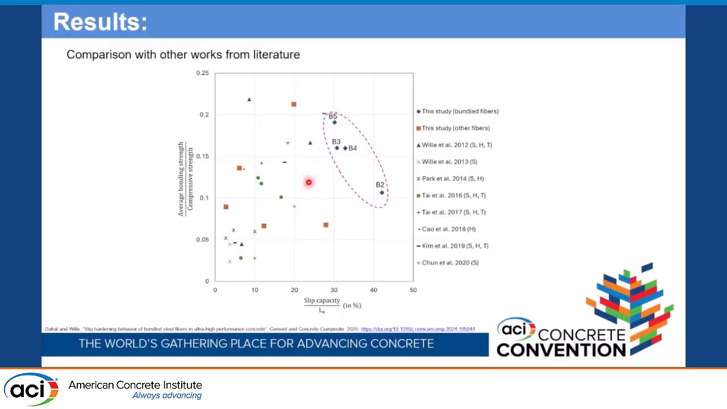We also compare our results with work from the literature, and we do that based on the average bond strength per compressive strength and the slip capacity per embedment length. What we see is that most of the fibers have low bonding strength and low slip capacity. Some have high bonding strength, but they still show low slip capacity. And the ones which have high slip capacity have a low bonding strength. But in case of the bundle fibers, we see a balance between both the bonding strength and the slip capacity. So we can say that these fibers are engaging optimally with the UHPC matrix.